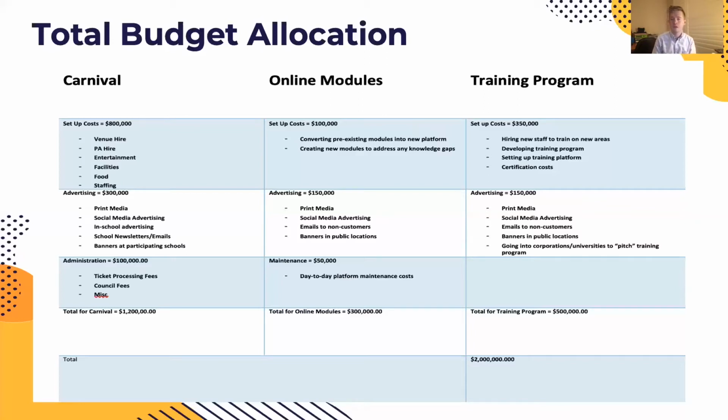Similarly, there will be a large chunk associated to advertising, as we believe that in order to make this strategy successful, there's going to be quite a large upfront advertising cost. Again, we'll do this through print media, social media advertising, emails to non-customers, banners in public locations, and going into corporations and universities to pitch these art programs, which Tommy will explore in further detail later.